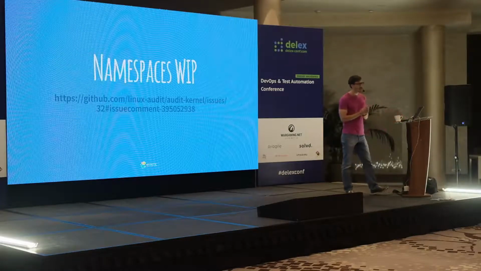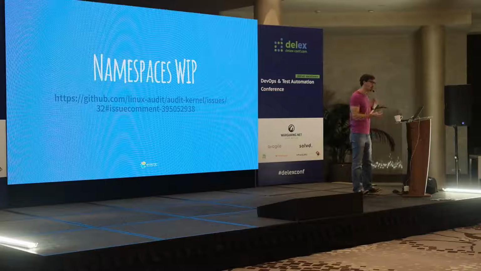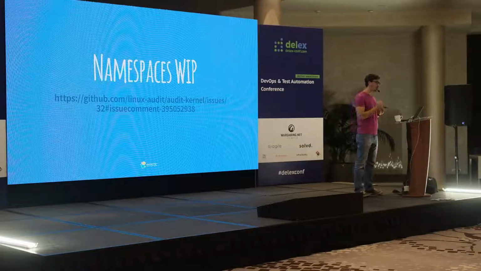One thing that is still a bit work in progress in Auditd is namespaces. If you use anything around containers, you might not be able to attribute that correctly to the specific container where this is running. This is a meta issue, and it has a lot of subpoints, so it might still take some time until that is fully done.